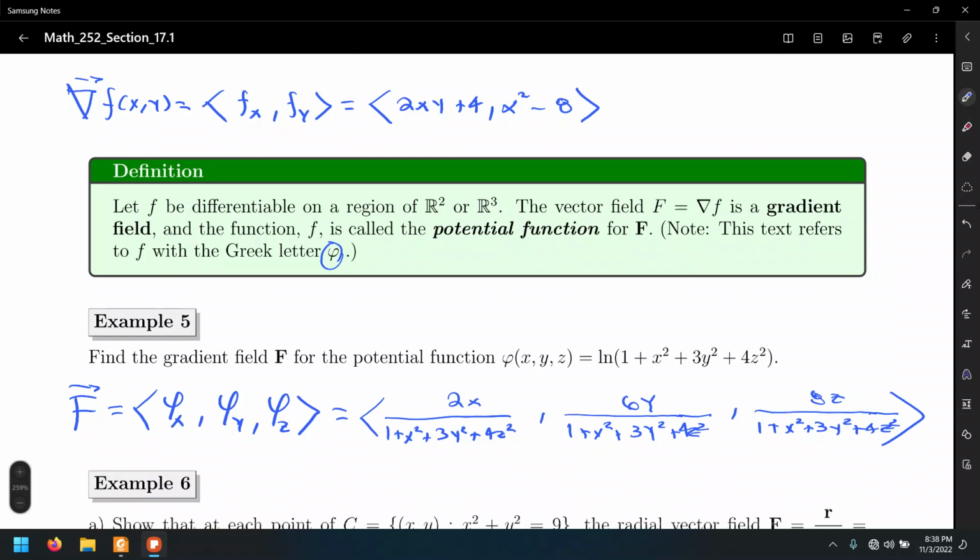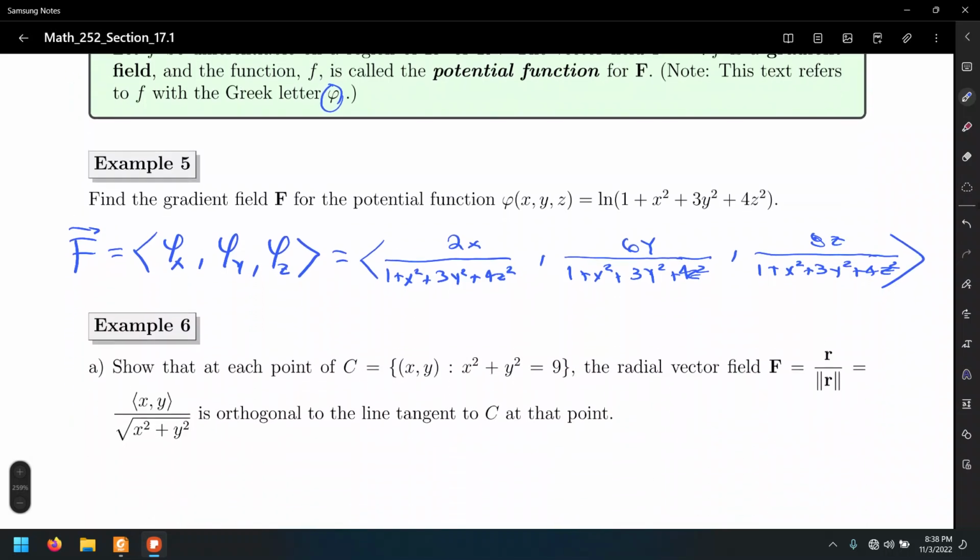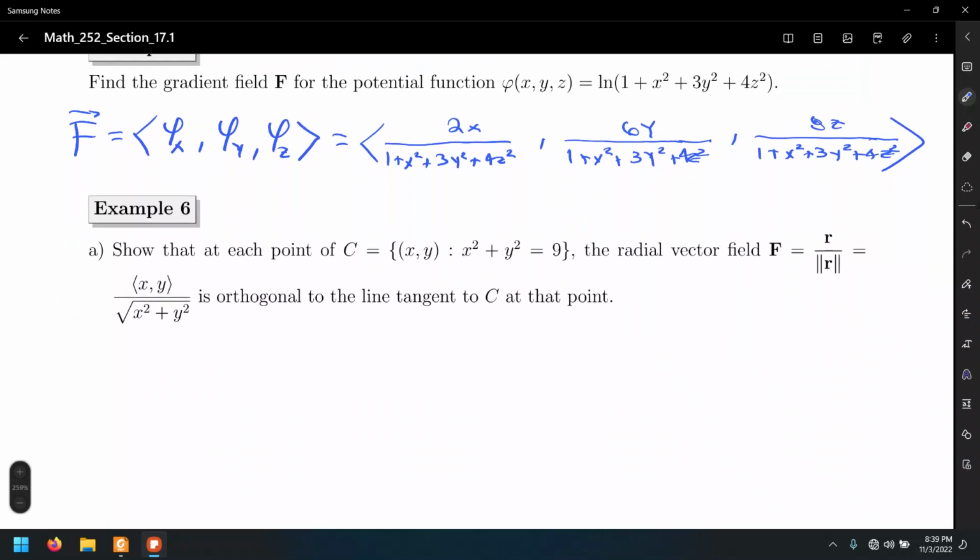The next couple of exercises are more like a review of some of the properties of the gradient. That is, the gradient is orthogonal to the level curves of the function that it represents. So let's talk about it. Example number 6, part A. Show that at each point on C, where C is given by this circle of radius 3, the radial vector field F described by the vector xy over its magnitude is orthogonal to the line tangent to C at that point.